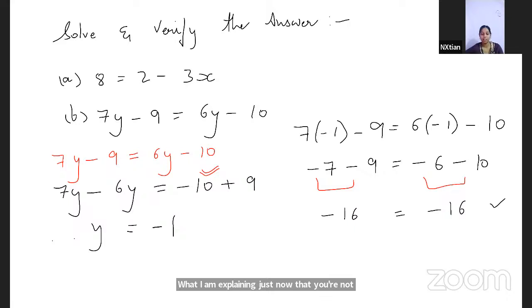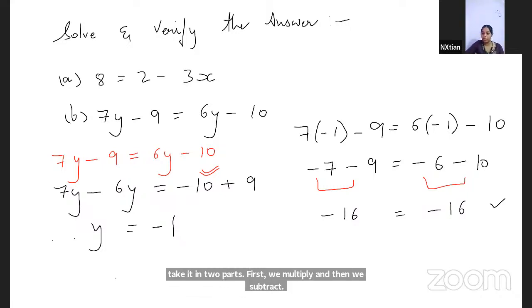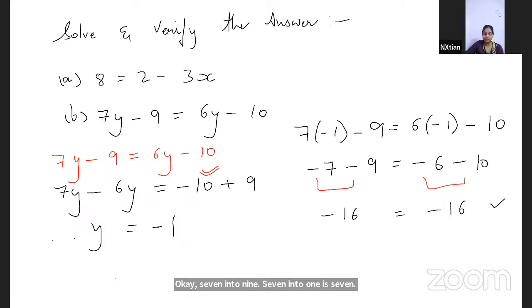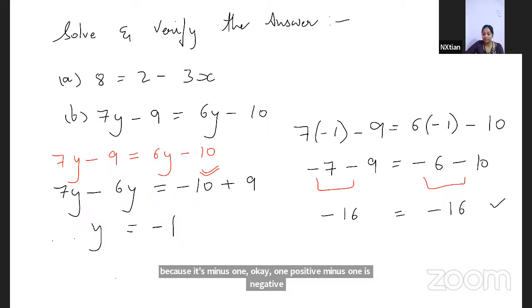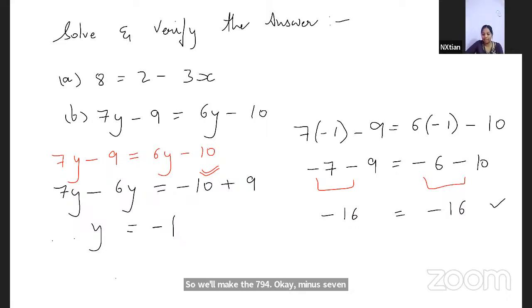No, ma'am, the 7 into minus 1 minus 9. See Zara, what's happening? 7 into minus 1. First, take it into parts. First, we multiply and then we subtract. 7 into 1 is 7. Now, because it's minus 1, 1 positive, minus 1 is negative, so we'll make the 7 negative, minus 7. Then we'll subtract minus 9.